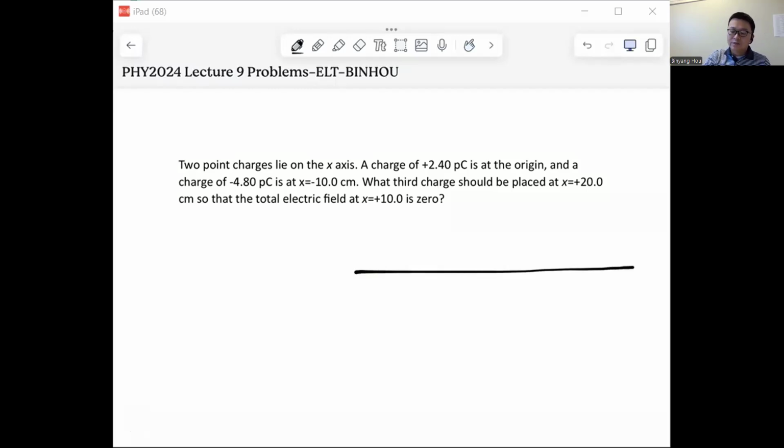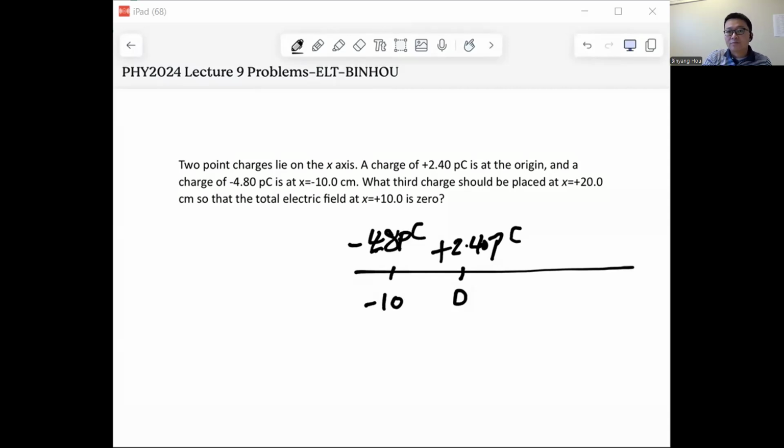It says a charge of positive 2.40 pC, picocoulomb, is at the origin. So let's pick our origin, here, x equal to 0. And this charge is positive 2.40 pC. And it says a negative 4.8, so it's twice the first one, at x equal to minus 10, so this is minus 10 centimeter. And then this is minus 4.8 pC.